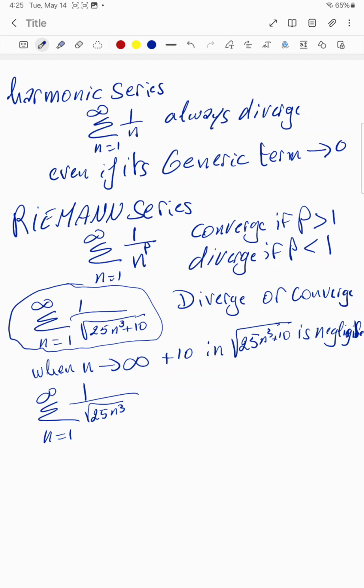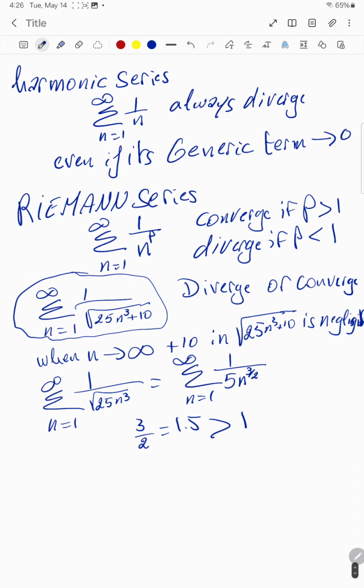As I said, because infinity plus 10 is always infinity, the 10 is negligible. So that series, I can write as the sum from n equal 1 to infinity of 1 divided by 5 n to the power of 3 over 2. Now it looks like a Riemann series, because it is 1 over n to the power of p. And since 3 over 2 is equal to 1.5, which is greater than 1, this series converges. So the problem would finish here. But if you want to verify that it really converges, let us compare it with the Riemann series.